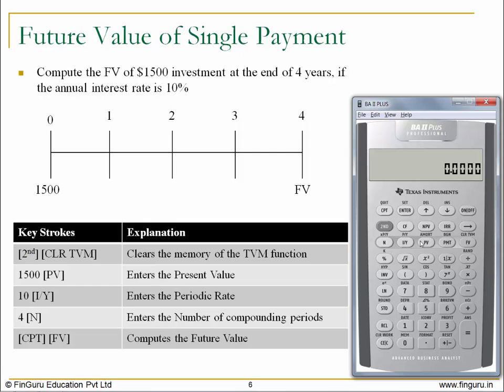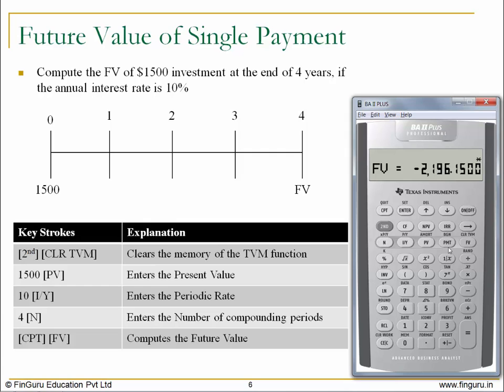Now, before you use the TVM calculations, before you use this row, as a rule, always make sure that you clear the memory of the calculator or the TVM function. So to do that, you need to press the following buttons, second and clear TVM. This is to ensure that the memory of the TVM calculations is clear. Now, let's punch in the values. So we say 1500 is the present value, 4 is N, 10 is I/Y, and I compute the future value.